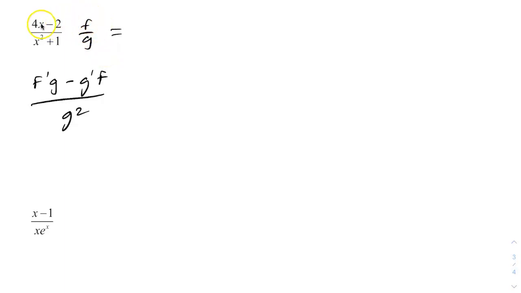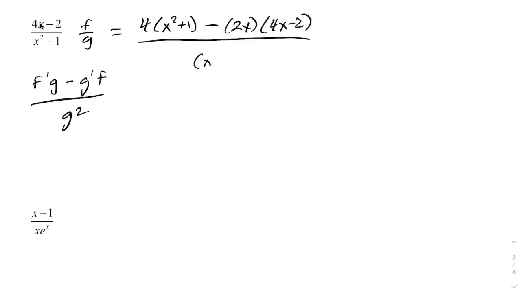Anyway, so the derivative of the top is 4 times the bottom left alone, minus the derivative of the bottom, which is 2x, times the top left alone, all over the bottom squared. Now here's a general rule. If we square something on the bottom, we generally leave it the way it is. Very rarely do you want to expand it out so you actually could cancel things out. Most of the time you just leave it the way it is.